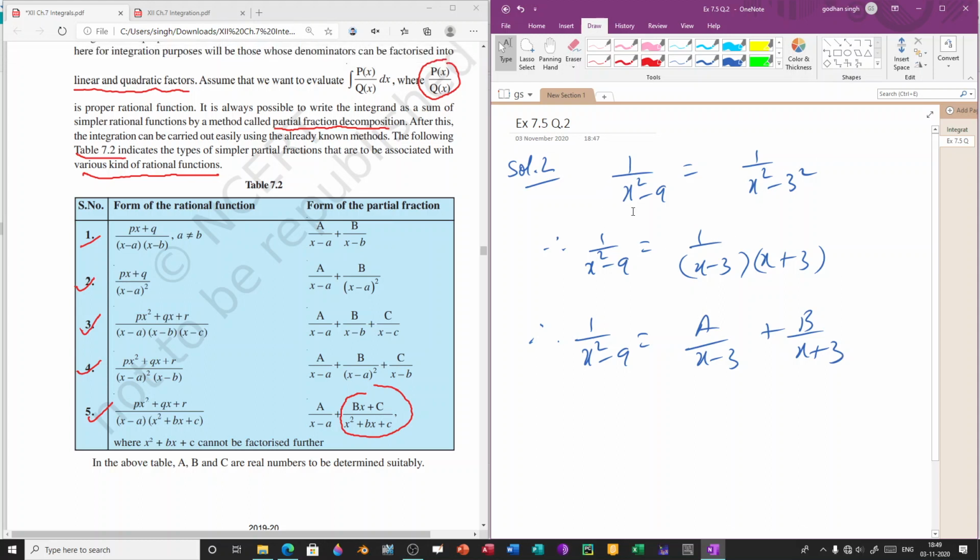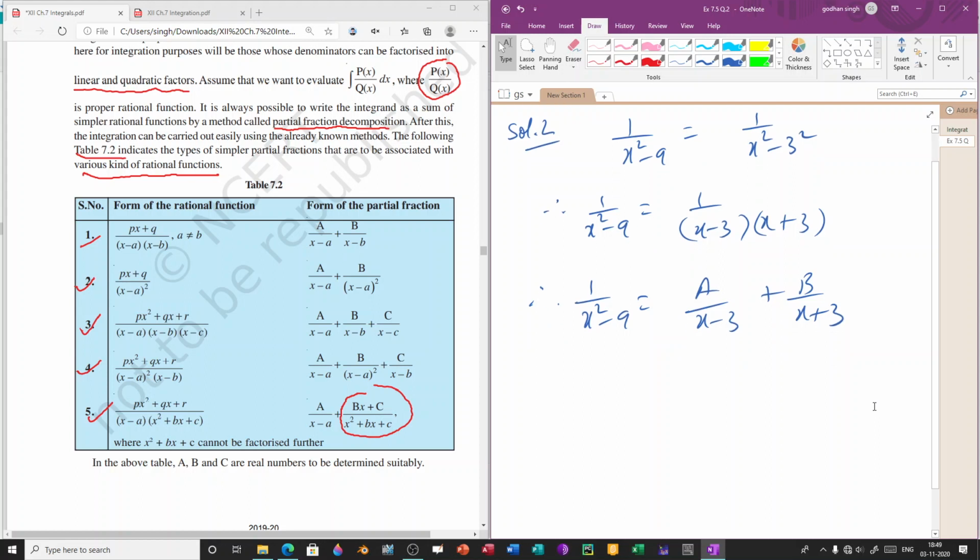1 by x square minus 9 can be written as, first of all we have done the factorization of this in the form (x - a)(x - b), and then we have written 1 by x square minus 9 as a over (x - 3) plus b over (x + 3). Our next task is to obtain the value of a and b. So how can we do that?